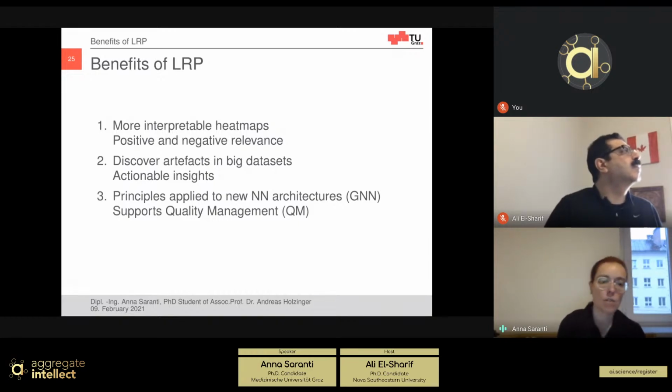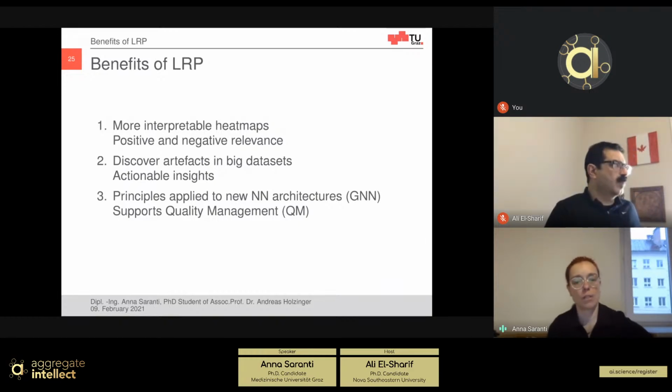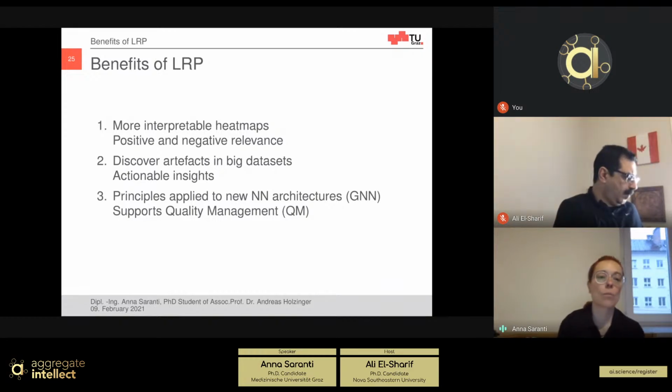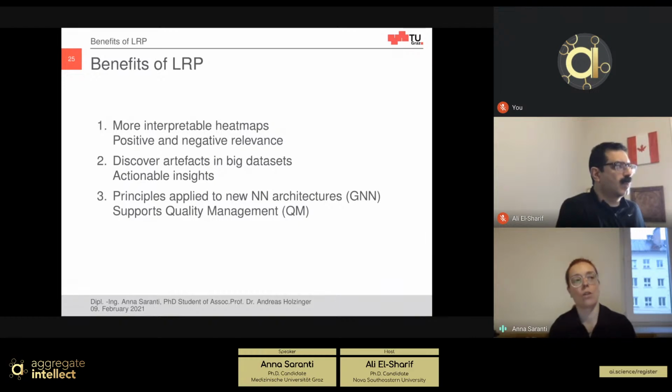And the third one is we have principles applied to new neural network architectures that are now coming to be state-of-the-art, like graph neural networks. It also supports quality management through all those checks, principles, and properties.